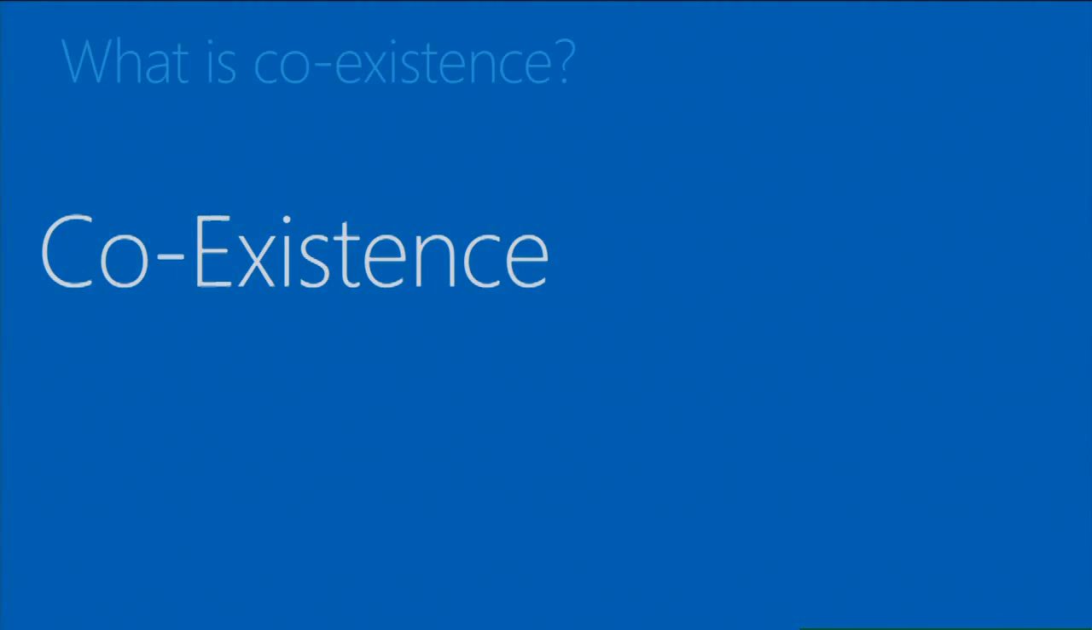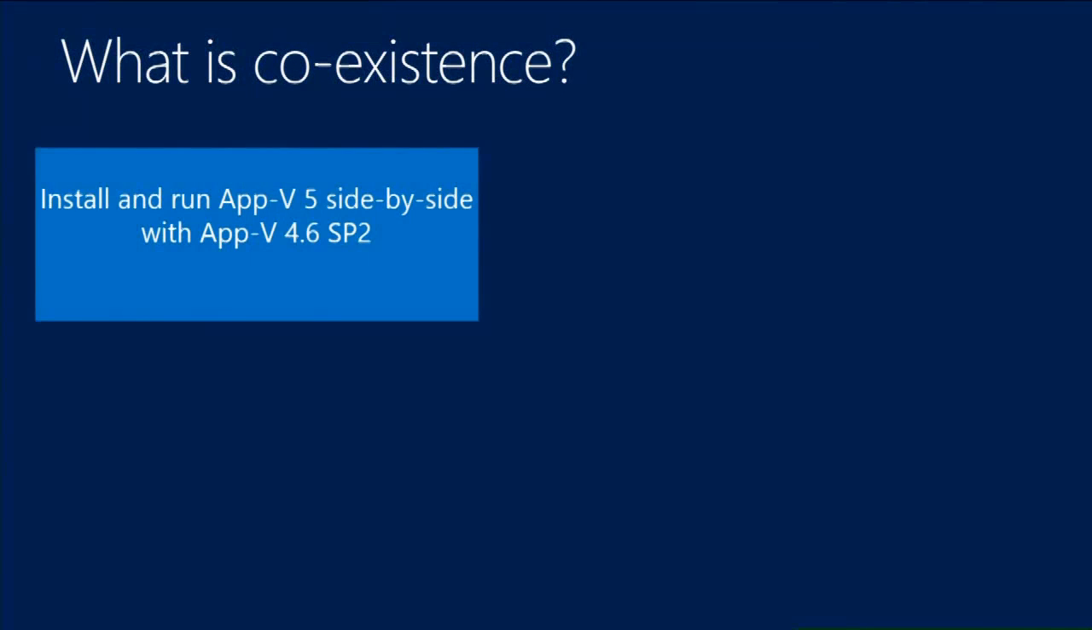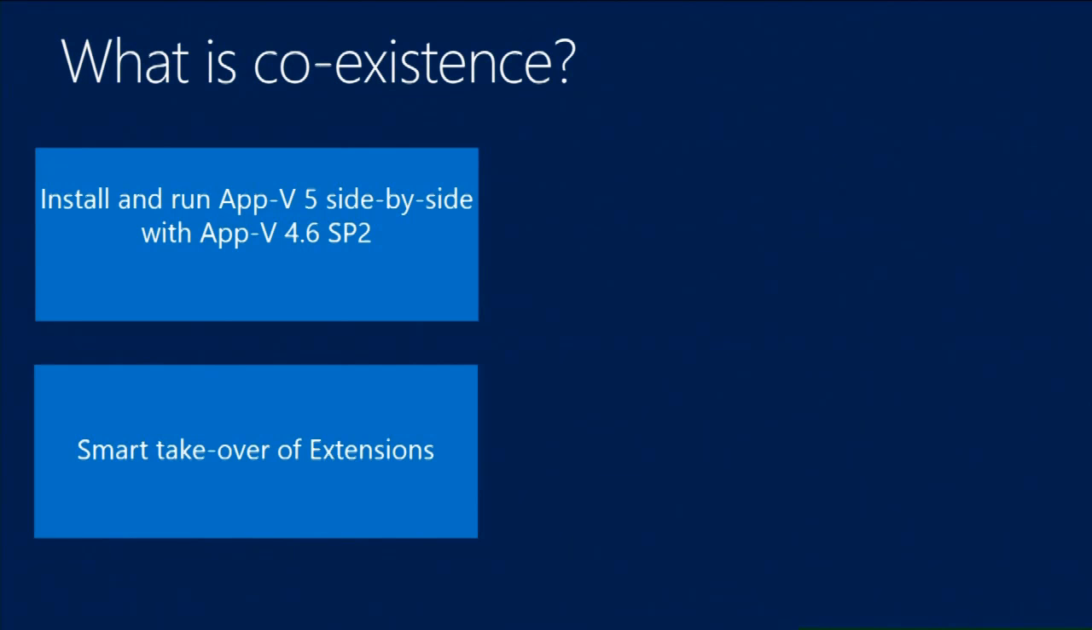Okay, coexistence. So what is coexistence? If you really want to think of coexistence, technically it's the ability to run the 4.6 SP2 client next to the 5.0 client. But it's also a way that's transparent to your users for you to migrate your users from 4.6 to 5.0. And you can do this over a period of time. It might take a year for you to gradually migrate all your users over.